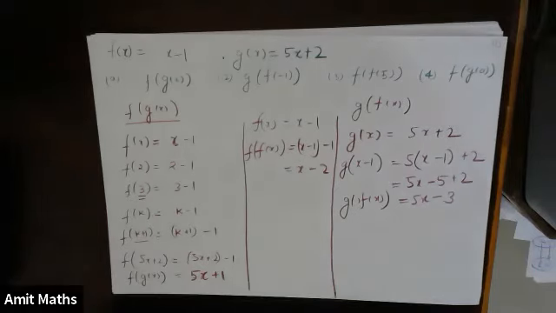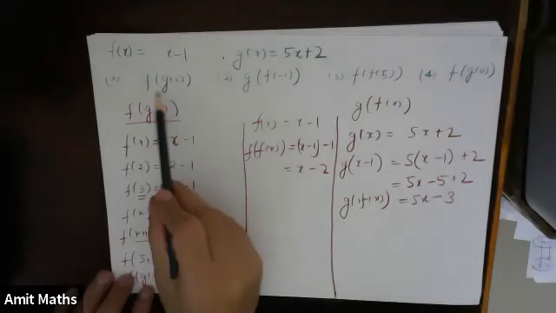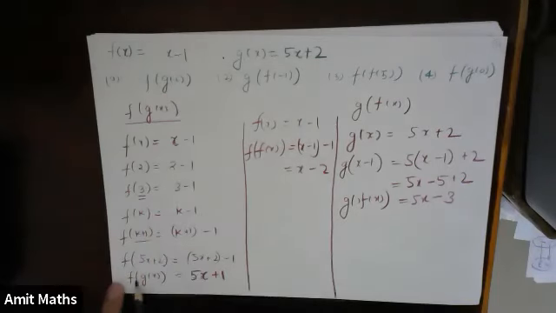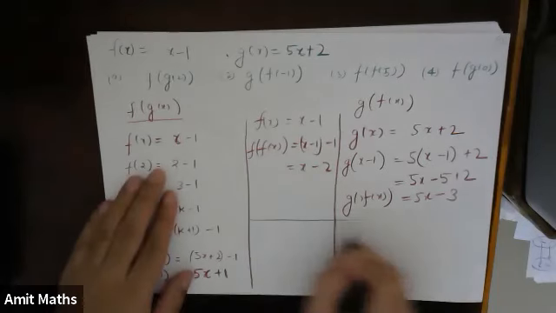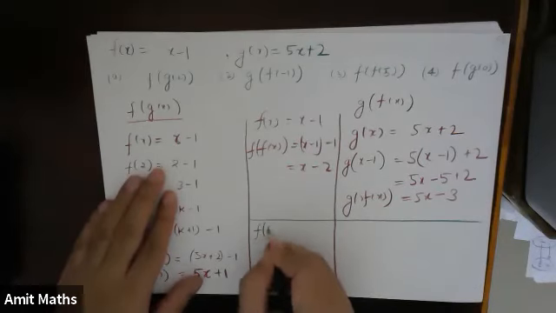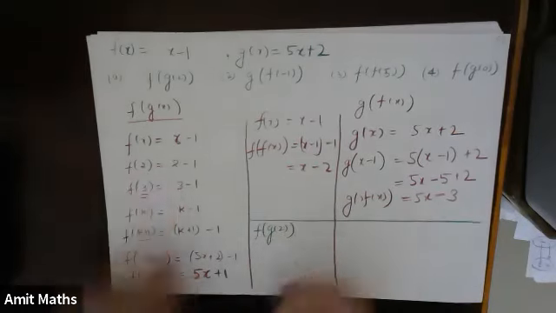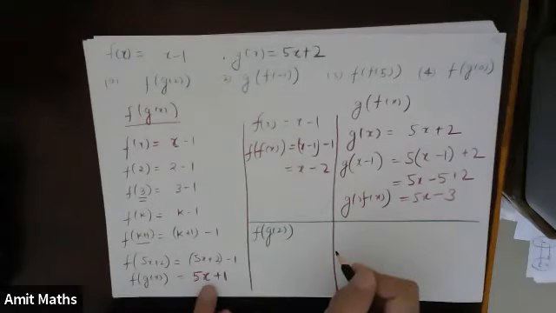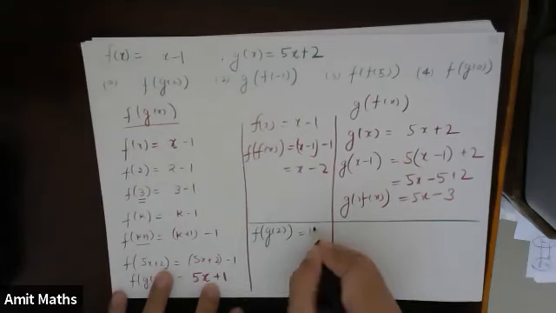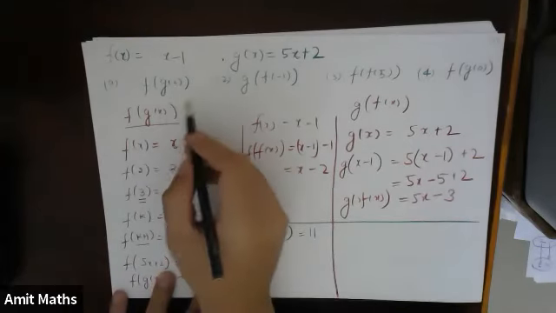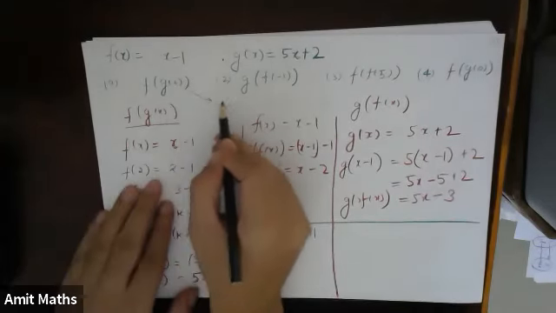Now suppose whatever value I have to find, f of g of 2. Instead of x here, I will substitute 2. I already have f of g of x. So f of g of 2 will be 5 2s are 10 plus 1. So this will be 11. So the first answer is 11.